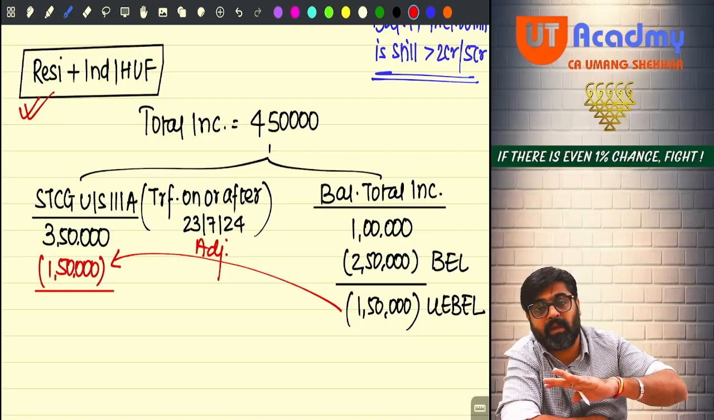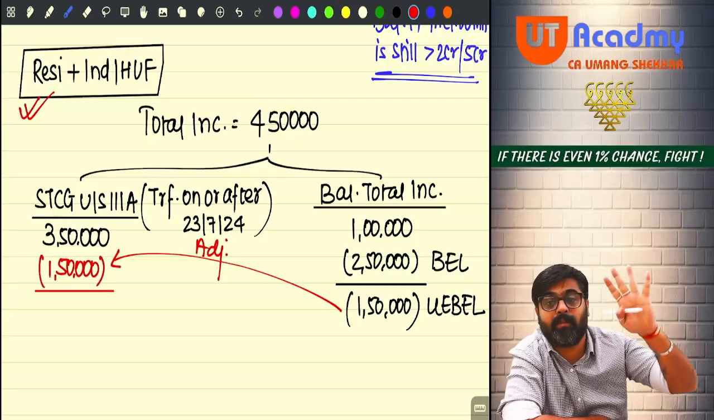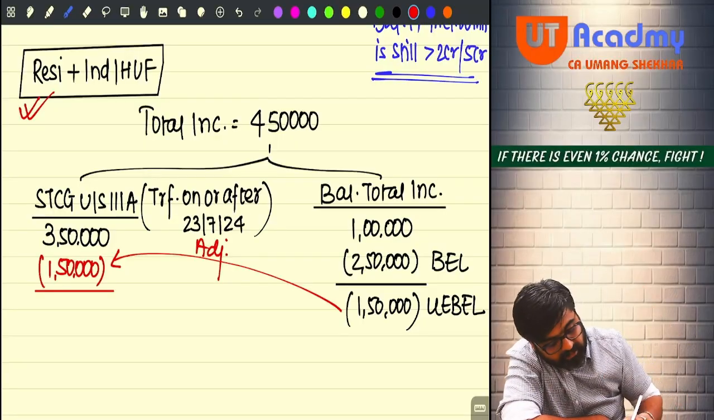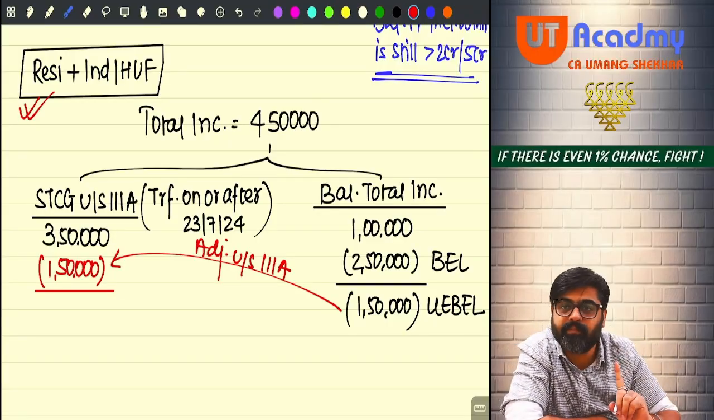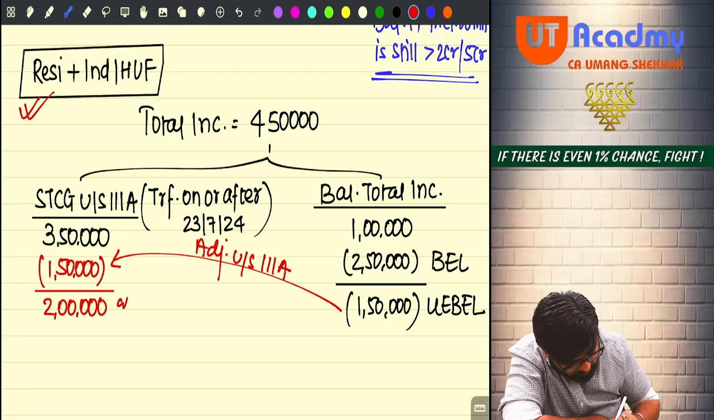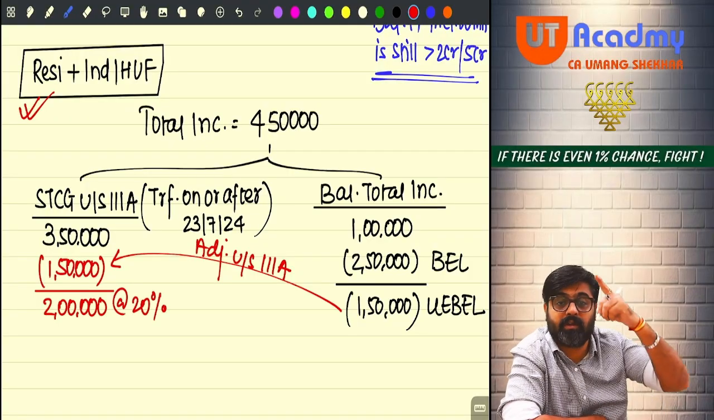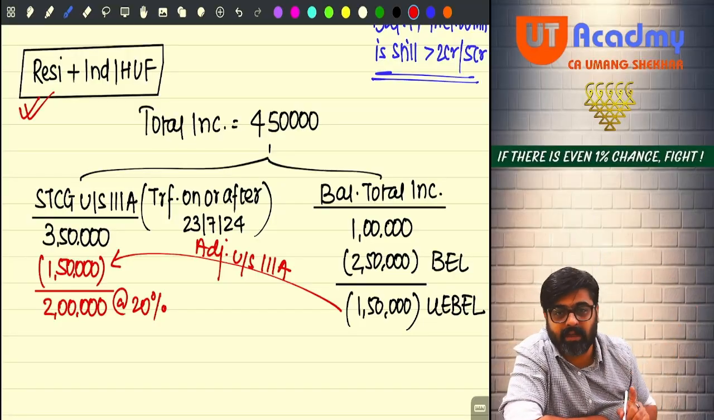But that short term capital gain should be after adjusting the unexhausted basic exemption limit, if any. That adjustment is given under section 111A only. Yes or no? Now after adjusting this, how much is remaining? 2 lakhs. On that 2 lakh, pay 20%. Why 20%? Because the transfer was on or after 23rd July. So on this short term gain, 20% tax rate will be there.